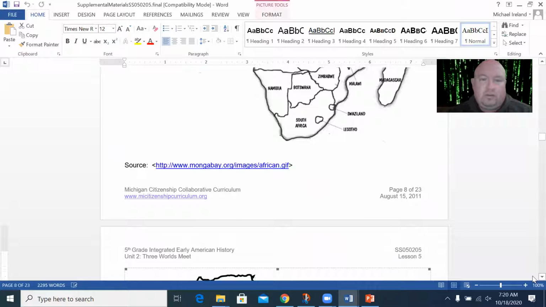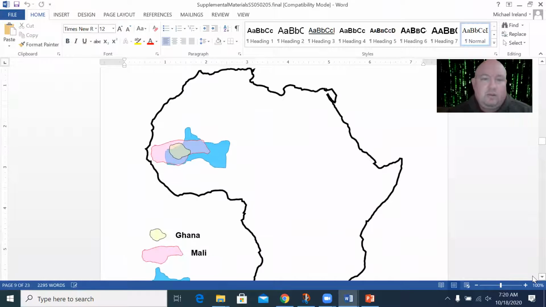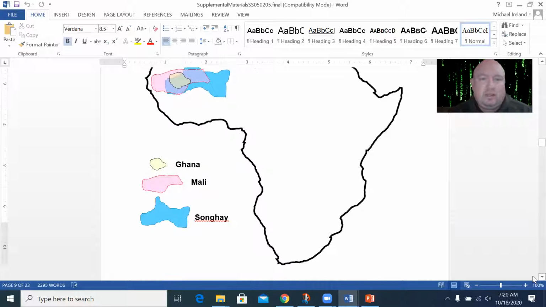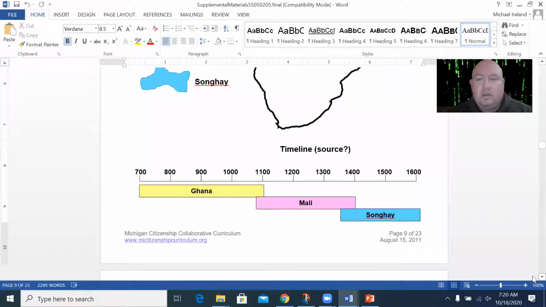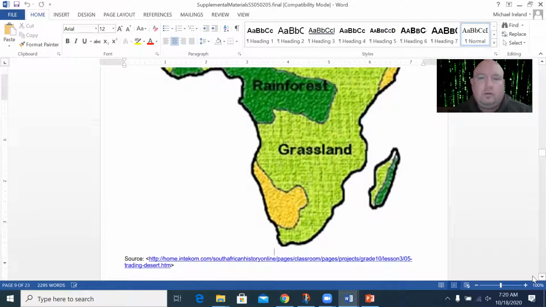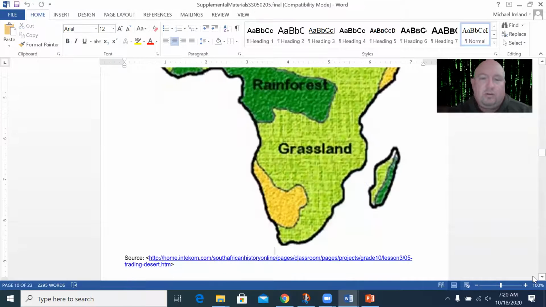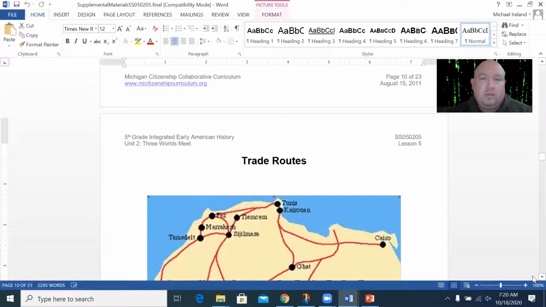You can see a list of countries. It's an outdated map. You can see that Ghana was the smallest, Mali, then Songhai. And there's a slight overlap as one took over for the other. You can see desert, grasslands, rainforests, and that's true throughout the continent.